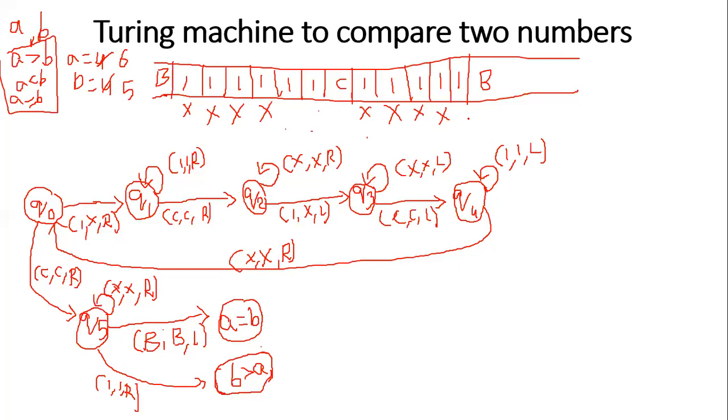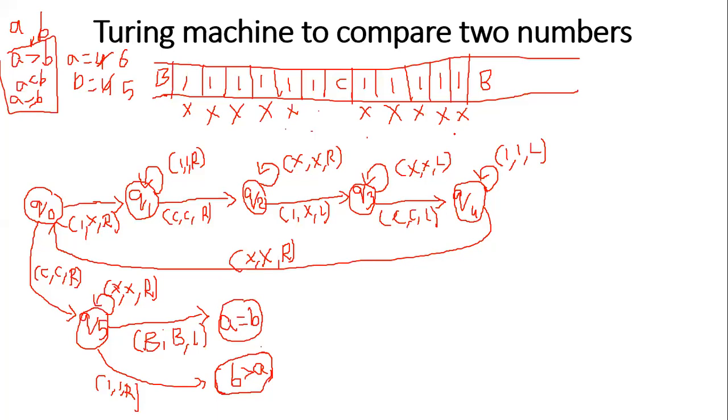So if there is a match, it is fine. After replacing 1 with x only, we are going to search for the match. So every time on the left side, first we will replace 1 with x, then only we will search for a match. Before finding a match, we will replace 1 on the left side, then only we'll search for the match.